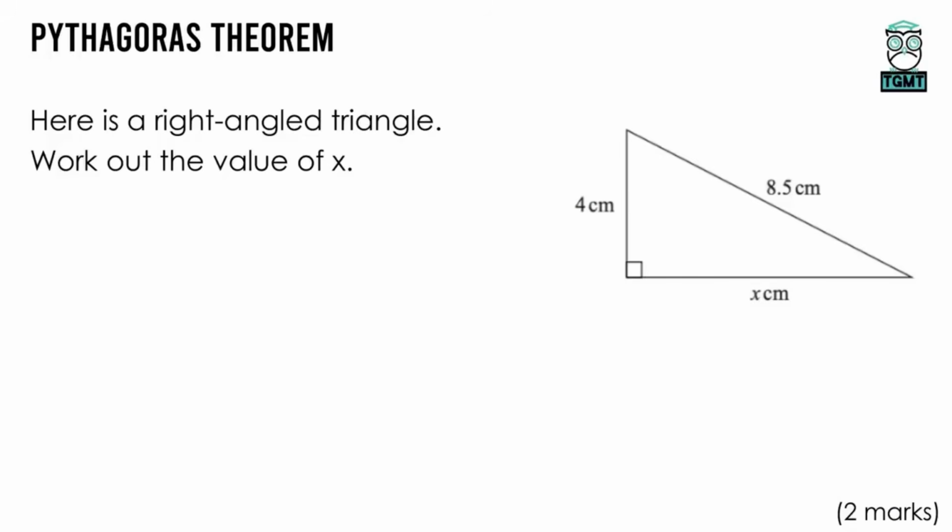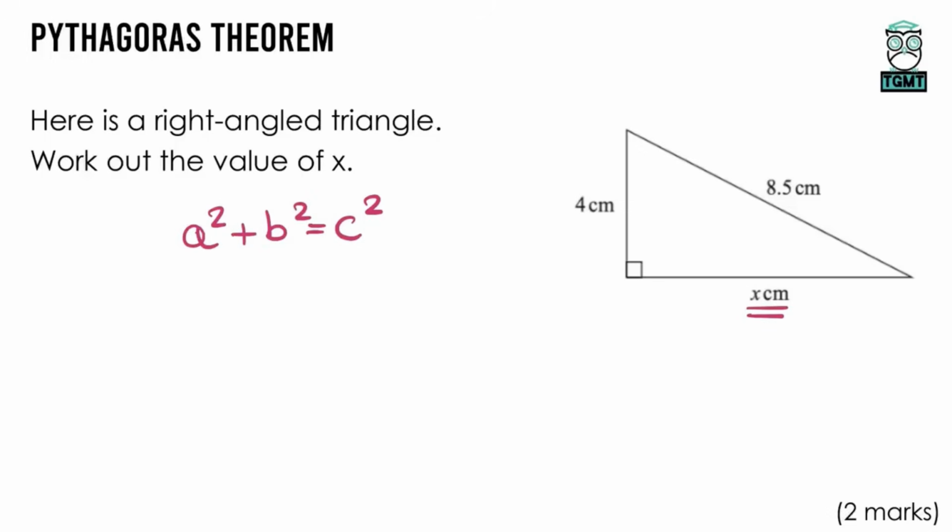With Pythagoras Theorem, we have a formula that we need to know how to use. So Pythagoras Theorem is a squared plus b squared is equal to c squared. And whenever we see a right-angled triangle that doesn't have any angles involved, we should be thinking about Pythagoras Theorem straight away. Now in this circumstance, we are looking for one of the shorter sides.